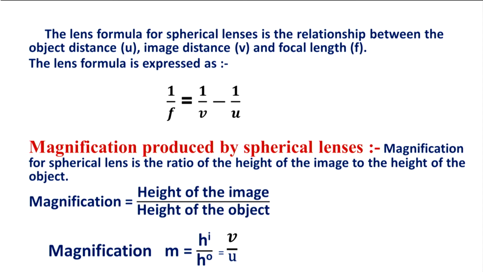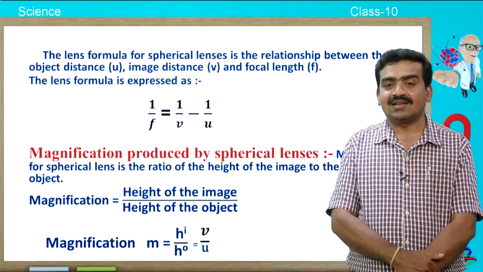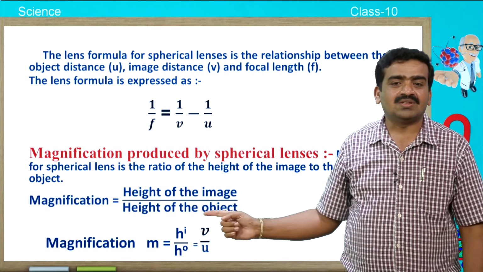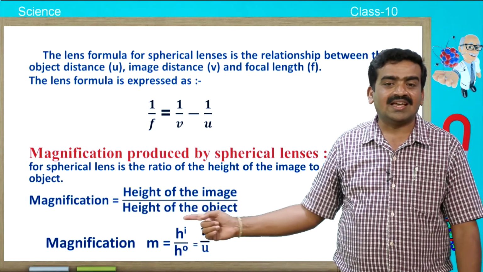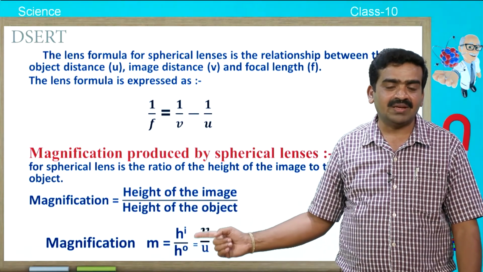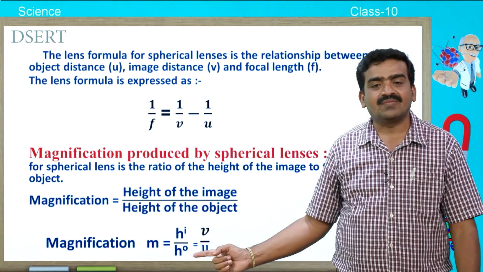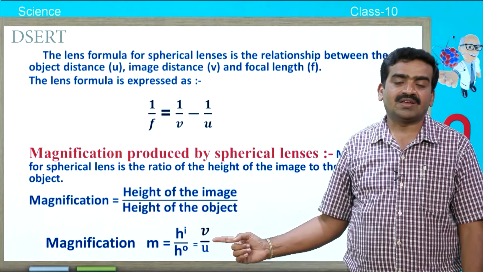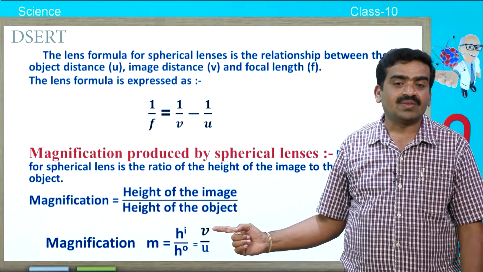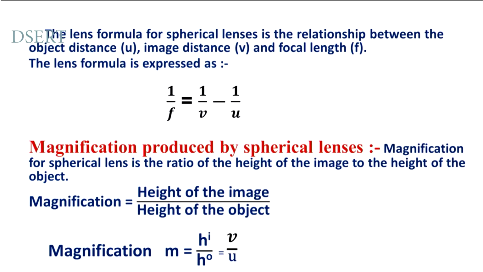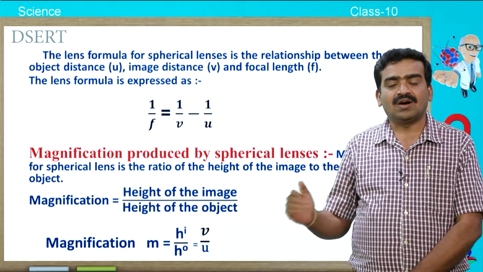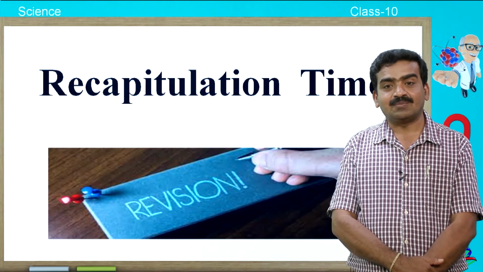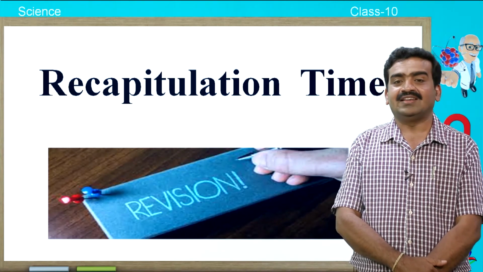And magnification is calculated by taking the ratio of the height of the image to the height of the object. That is, hi indicates the height of the image and ho indicates the height of the object. We also get the magnification by taking the ratio of image distance to the object distance. These are today's important topics, and let us recapitulate what we have learned in this session.